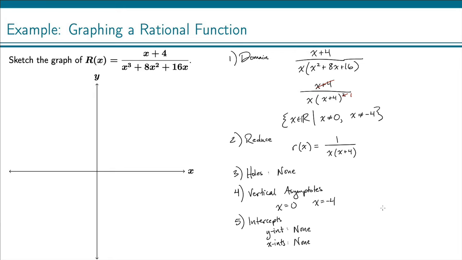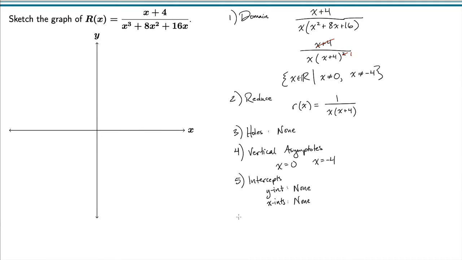Okay, now we find horizontal asymptotes. For horizontal asymptotes, we look at the degree of the numerator and denominator. And you can work off of the reduced form for this as well. The degree of the numerator is 0. There are no x's up here. And the degree of the denominator is 2 because we've got an x squared. When the degree of the numerator is smaller than the degree of the denominator, then your horizontal asymptote is y equals 0.